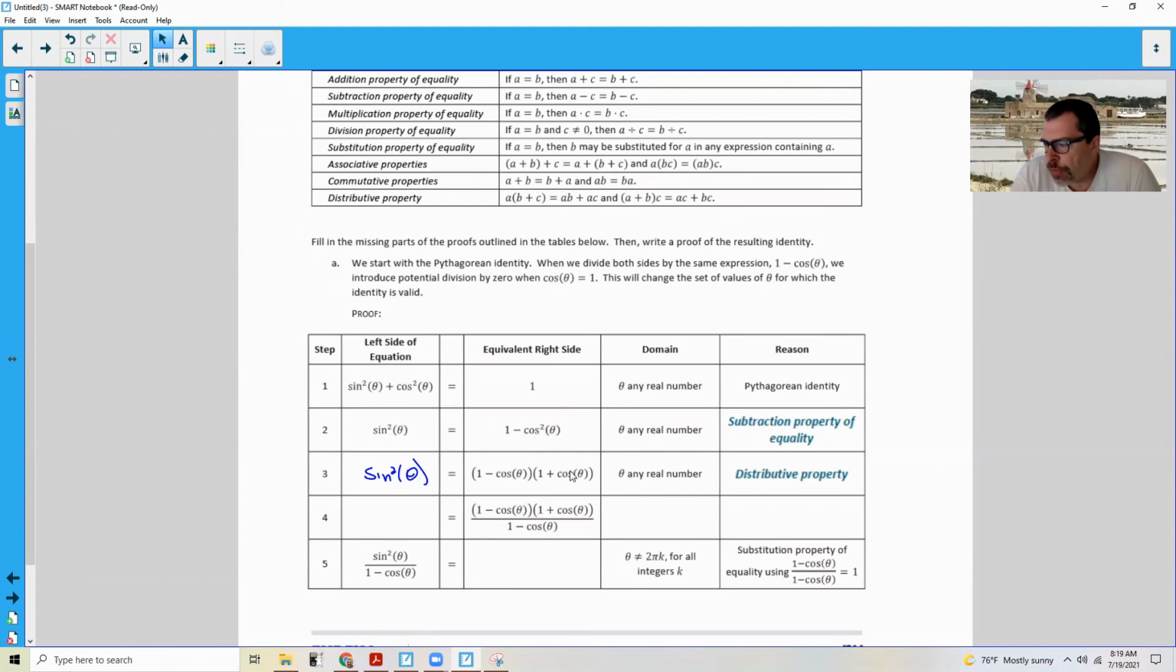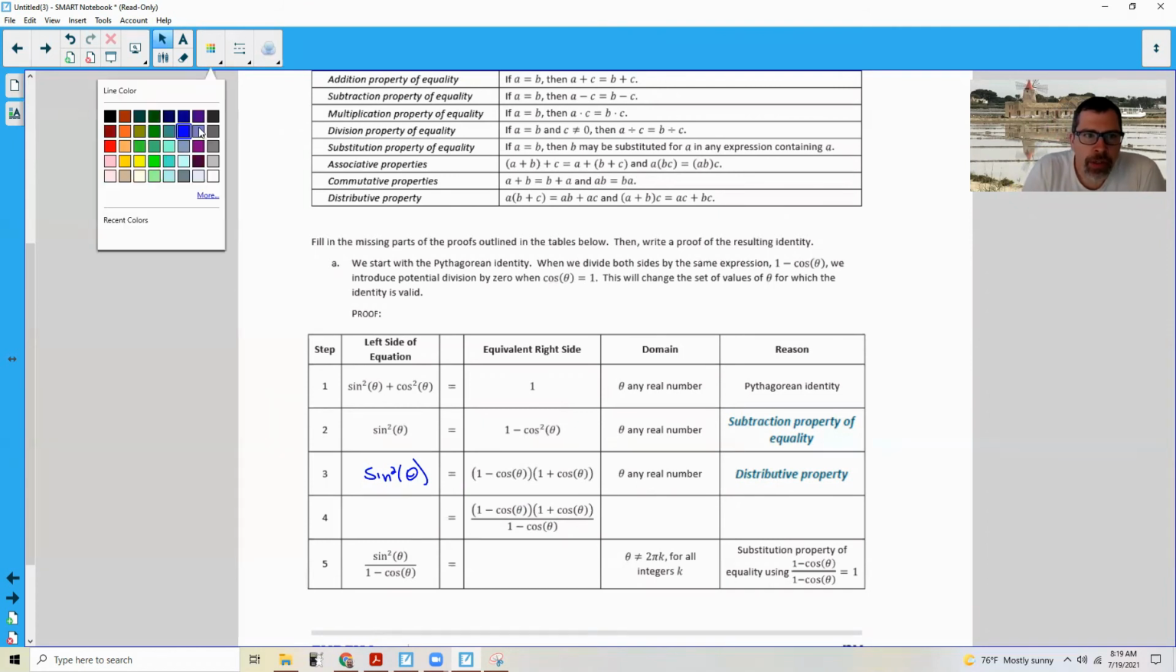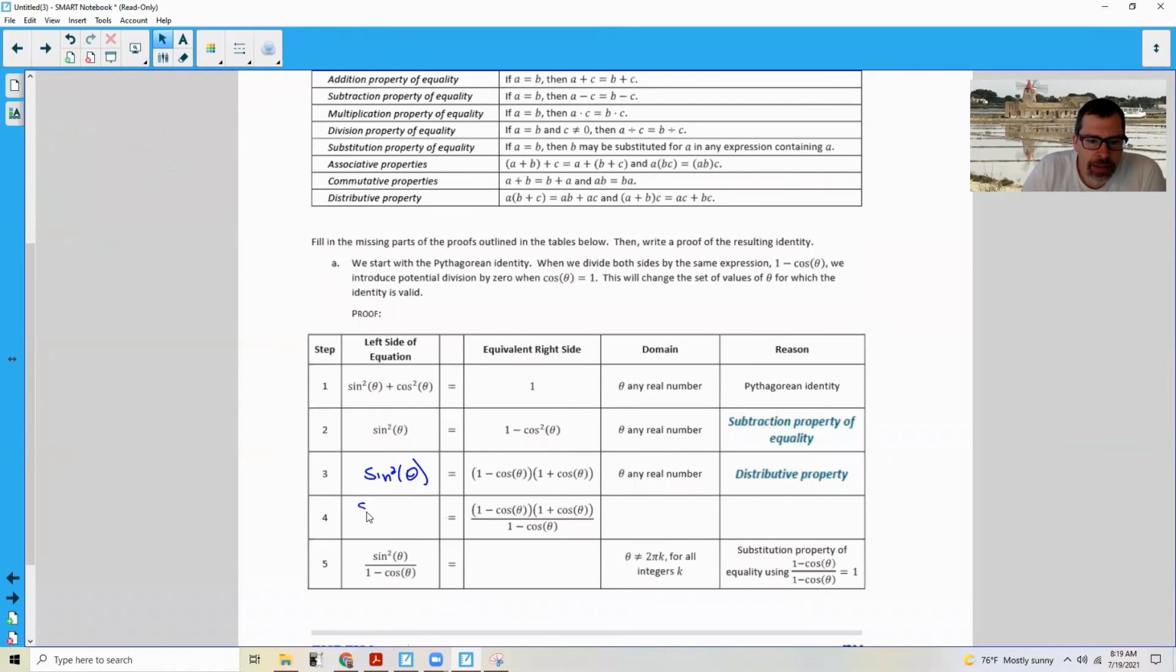And then step 4, here is where we divided both sides by 1 minus cosine theta. So this is going to be sine squared theta divided by 1 minus cosine of theta. So what they did here on the right, they divided this by 1 minus cosine theta. So what you do to one side, you must do to the other, and that is the division property of equality.